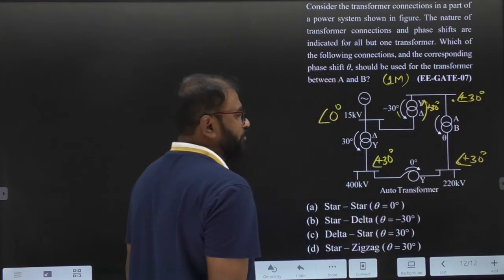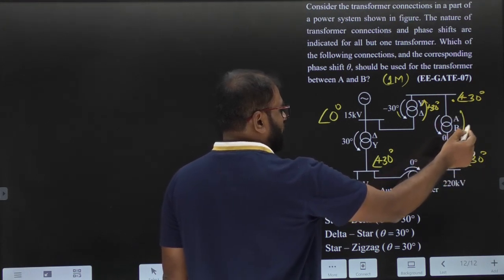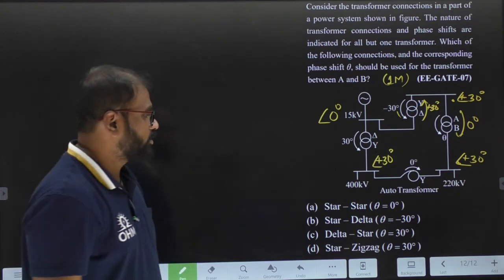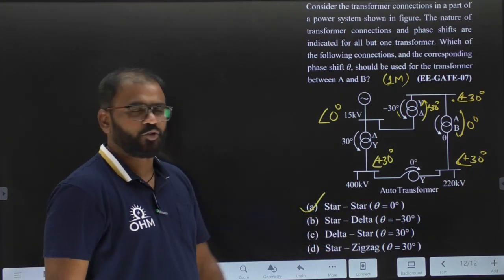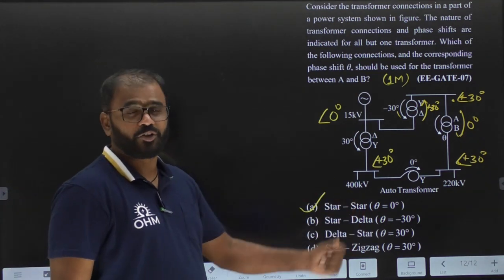Now tell me, what is the phase shift here? Plus 30, plus 30. That means this transformer should provide a phase shift of 0 degrees. So the option is what? Only A: star-star and theta should be 0 degrees. Again I am saying this question is based on the phase shift.